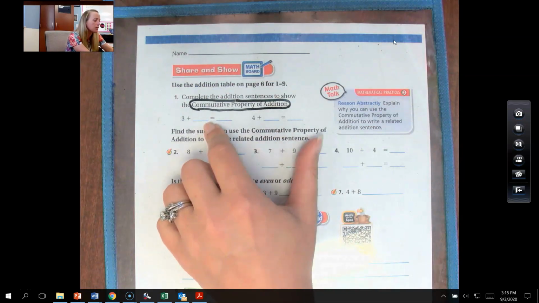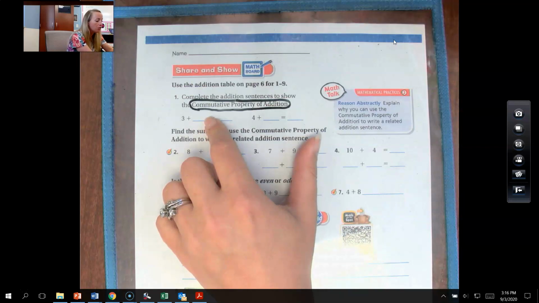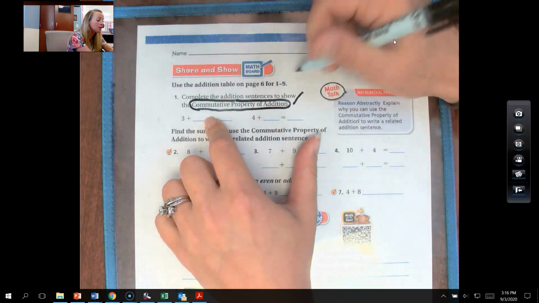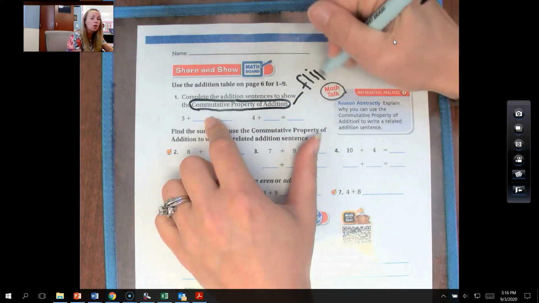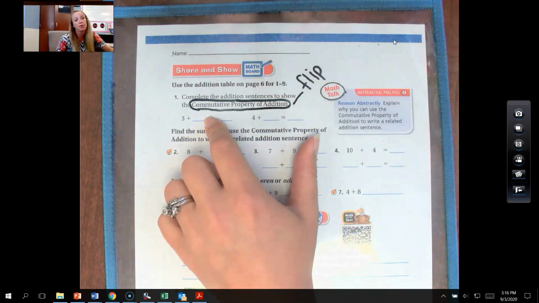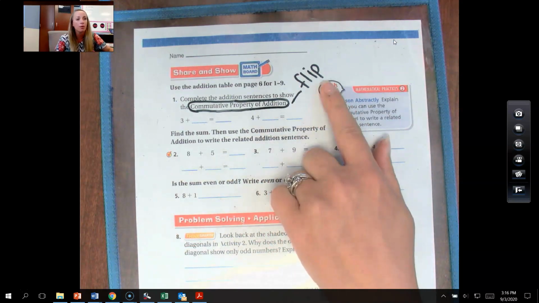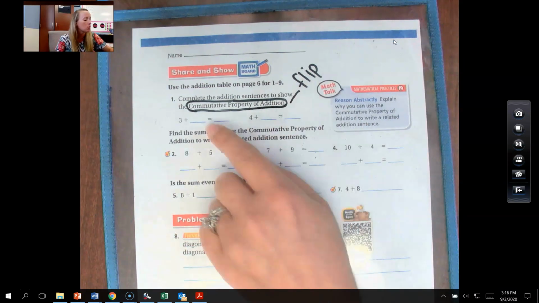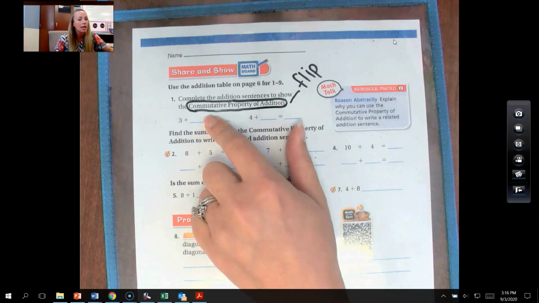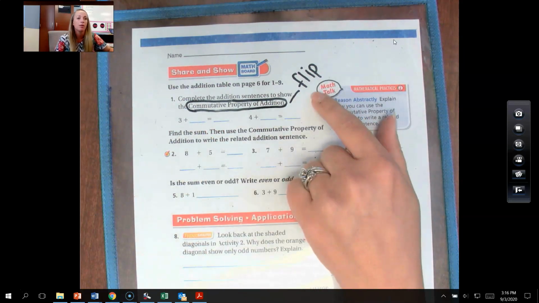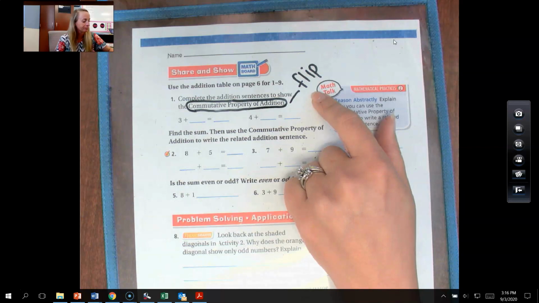Well, let's write some notes. What is the commutative property of addition? The commutative property of addition means that we're going to flip-flop the numbers. So if you could please write the note flip on your paper, that will help you remember that when we see the words commutative, it means to flip-flop the numbers. All right, you should have the word flip as your notes.